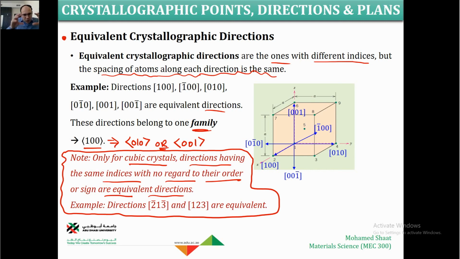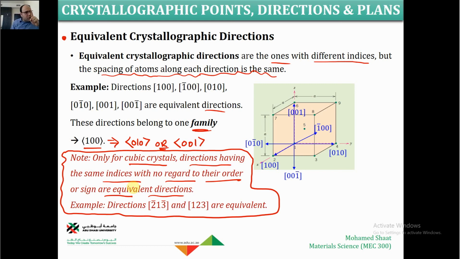But as long as they belong to a cubic crystal, only for cubic crystals, any two vectors with the same indices, with no regard to the sign or the order of the indices, are two equivalent directions. So these two directions are equivalent, despite having different signs and a different order of the indices.